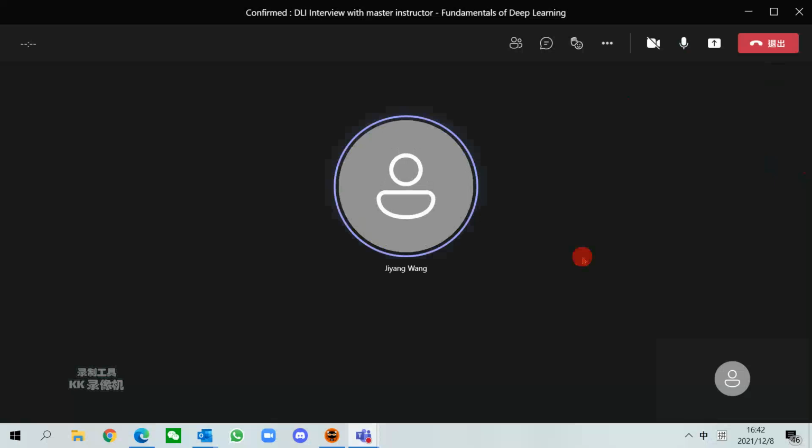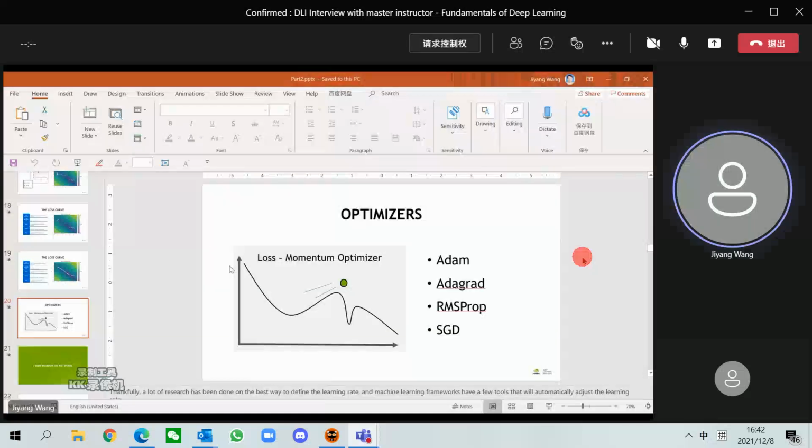So I'm gonna share with you. I was just asking you about introducing momentum to optimizers, and I'm gonna share the slide with you. You can see here. So my question was about the benefit of introducing momentum to optimizers. Could you explain the benefit? Can you see my slide? Yes, I can see. Okay.